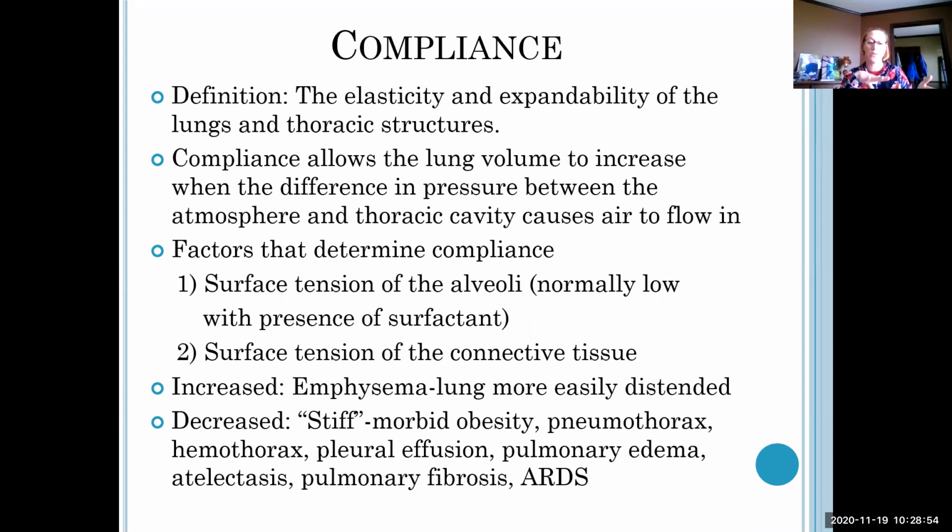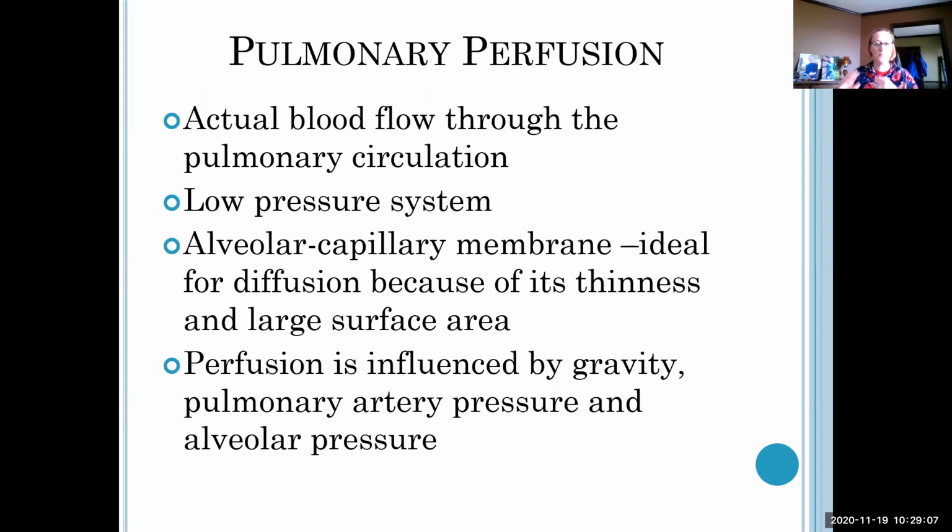Whereas decreased compliance would be our stiff lung diseases: morbid obesity, pneumothorax, hemothorax, pleural effusion, pulmonary edema, atelectasis, pulmonary fibrosis, and ARDS. ARDS being our big one. Then we have pulmonary perfusion, which is the actual blood flow through the pulmonary circulation. It's a low pressure system.